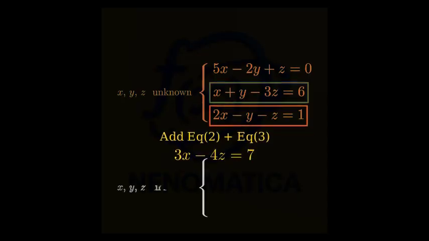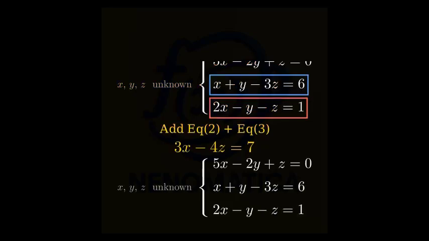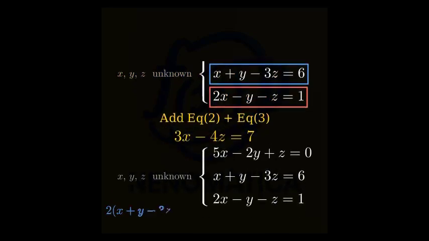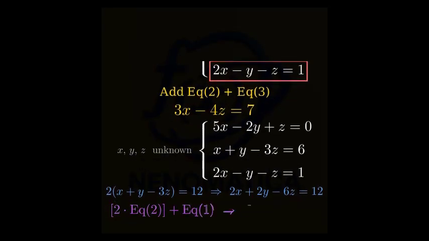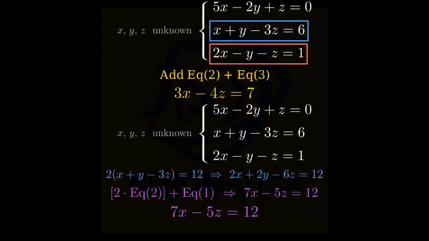Step 2. Now, double the second equation and add it to the first. 2 times the second equation is 2x plus 2y minus 6z equals 12. Adding the first equation cancels the y terms. We obtain 7x minus 5z equals 12.